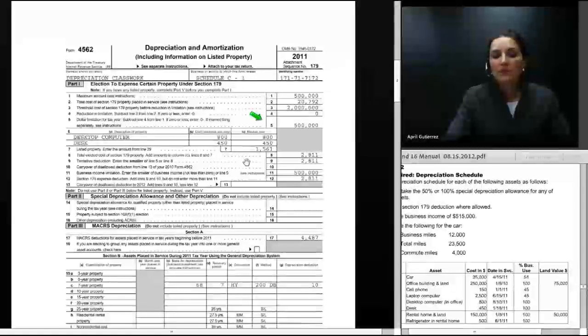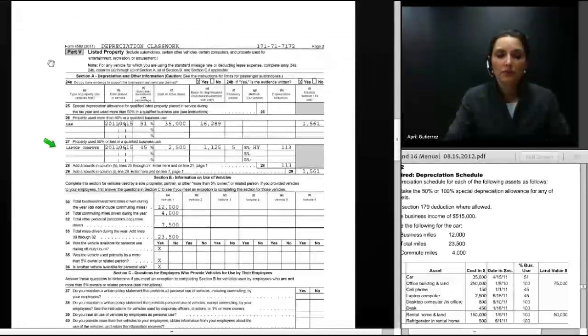We're only going to come up with the amounts that we actually entered on the form, and we have a desktop computer at $800, a desk at $450. Those two assets combine to total $1,250, but we also have to factor in $1,561 of Section 179 deduction from listed property that we calculated on line 29 of the form. So let's go over to line 29 of the form, and we will see that we're on page 2 in Part 5 of the Form 4562.